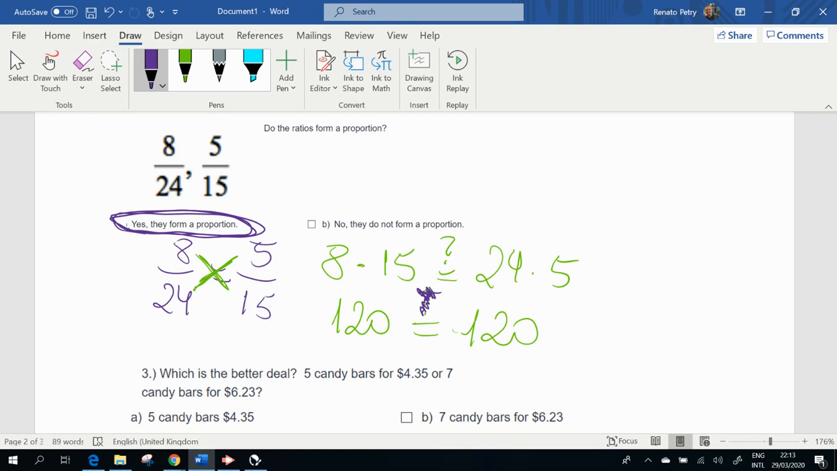Is there another way that I can see that? Yes, there is. Are they equivalent fractions? If I simplify 8 24ths, I divide by 8, I get a third. And 5 15ths, I also get a third. So yes, they represent the same amount. So yes, they are the same.